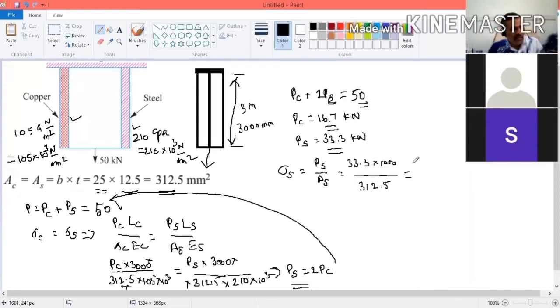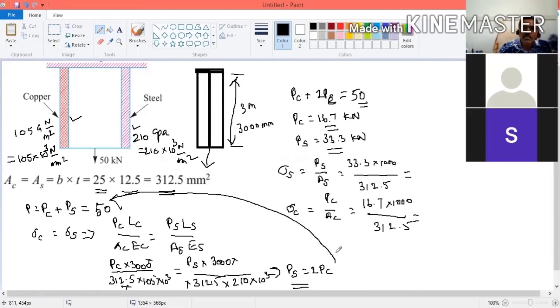Okay. Now you find the value of sigma C. What is sigma C? Stress in the copper. That is PC divided by AC, that is equal to 16.7 into 1000, you convert it into Newton, divided by 312.5. It will give the stress value.